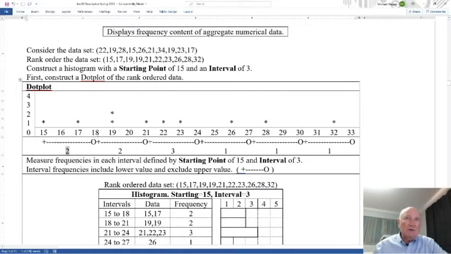The next interval goes from 18, 19, 20, and 21. We count 18, there's nothing there. We do not count 21. If we don't count 21, then the frequency is 2, and that's why there's a 2 there. So the next interval is 21, 22, 23, 24. We count 21, we don't count 24, so the frequency now is going to be 3, and that's why there's a 3 there. Then the next interval is a 1, next interval is a 1, next interval is a 1.